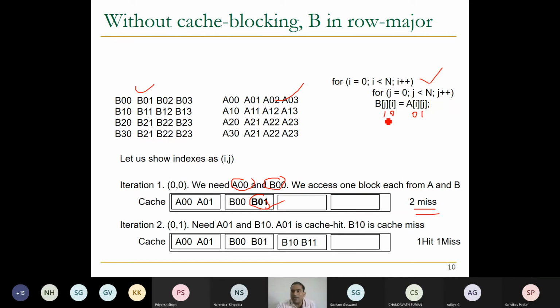So now I need A01 and B10. Out of these two, tell me which of them will lead to a hit, which of them will lead to a miss. A01 is a hit. B10 is a miss, because as you can see, B10 is not there, right?